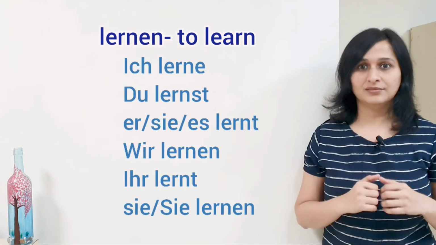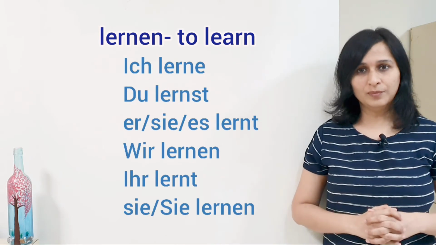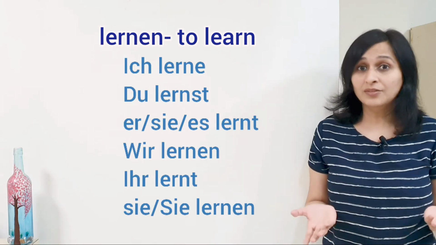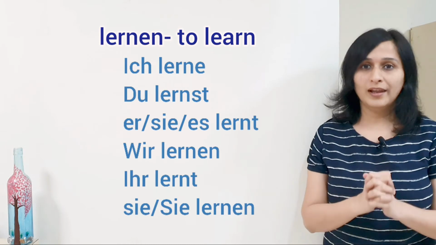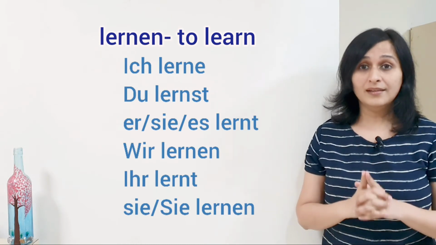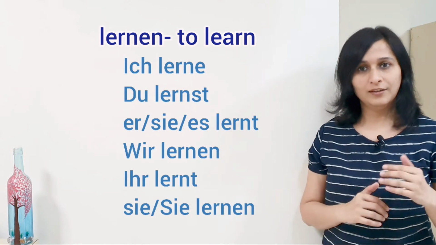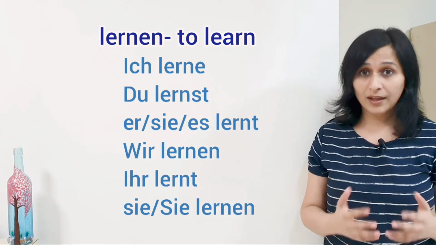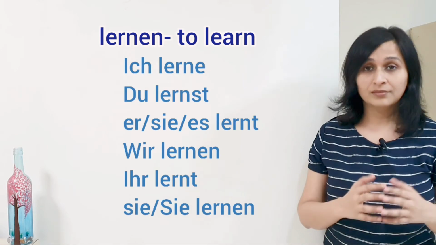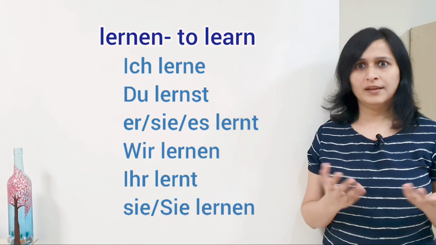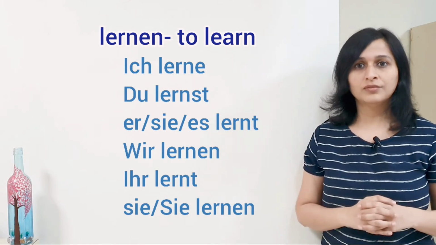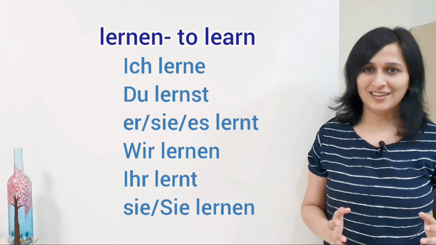Let's conjugate one more common regular verb. Lernen. Lernen means to learn. Ich lerne. I learn. Zum Beispiel, ich lerne Musik. I learn music. Du lernst. Er, sie, es lernt. Zum Beispiel, er lernt Deutsch. He learns German. Wir lernen. Ihr lernt. Zum Beispiel, ihr lernt English. You all learn English. Sie lernen.